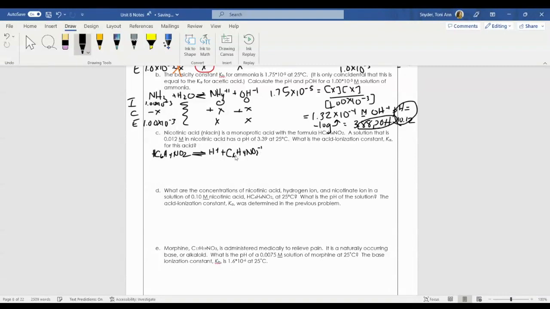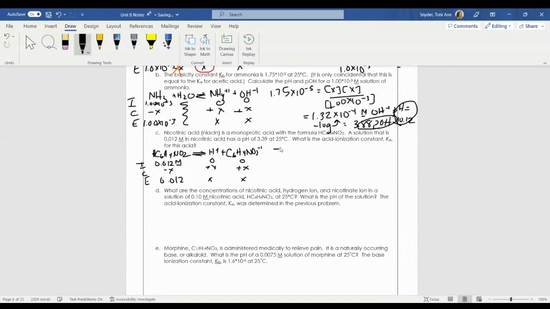C6H4NO2 minus 1. So I have 0.012 molar of this, and 0, 0. Now you don't have to technically write all of this out. You'd have minus x, plus x, plus x, 0.012, right? And that's minus x, you can neglect that. And you have x and x. However, you are given the pH of this system.